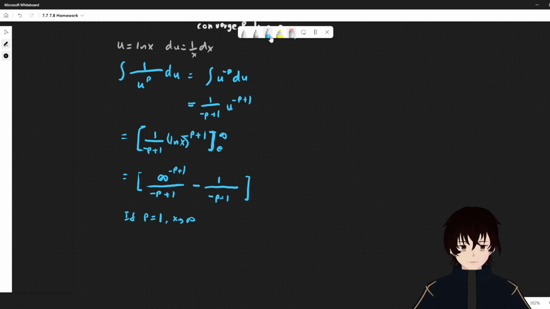Okay, as x approaches infinity, f of x approaches infinity along with it. Wait a second though. This is confusing.